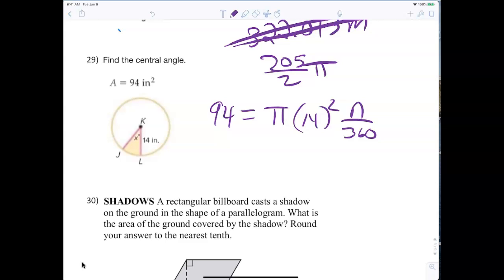So we're typing in what on our calculator? 94. Then you're going to divide it by pi. Then you're going to divide it by 14 squared. Then you're going to multiply it by 360. And that's roughly what? 54. Somebody said about 54. Right? 54 point what, tell me? 957 degrees. That angle is roughly 54.957.